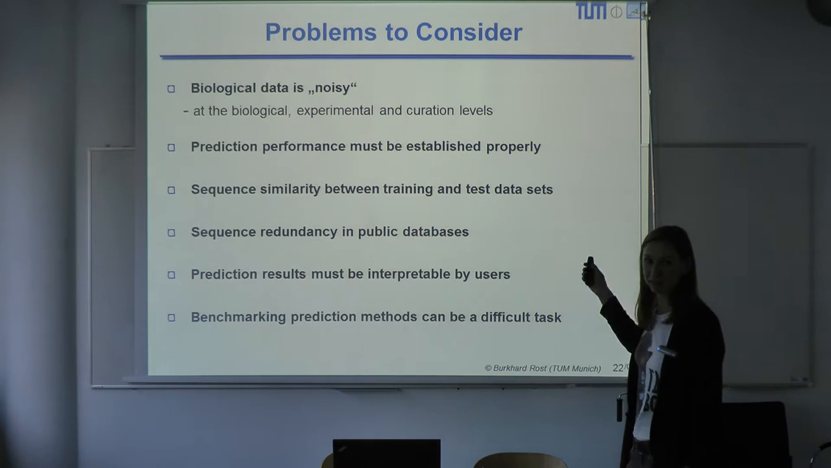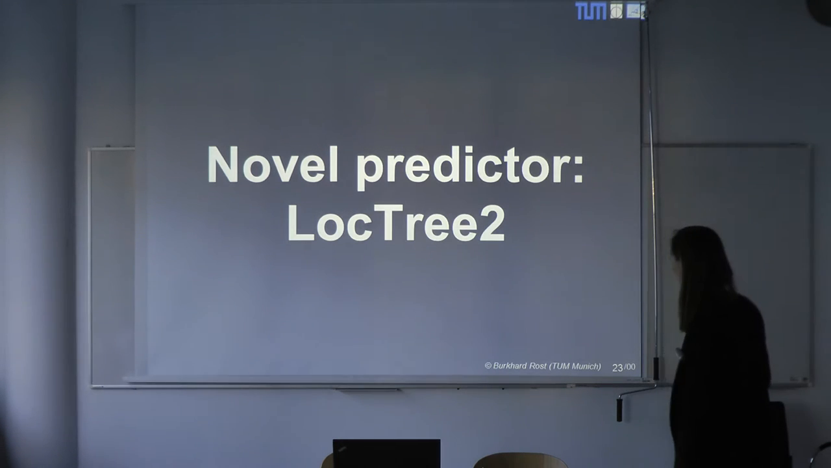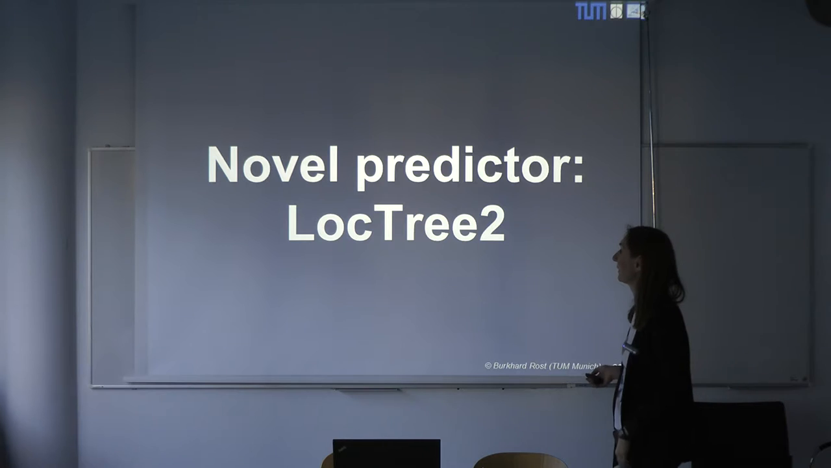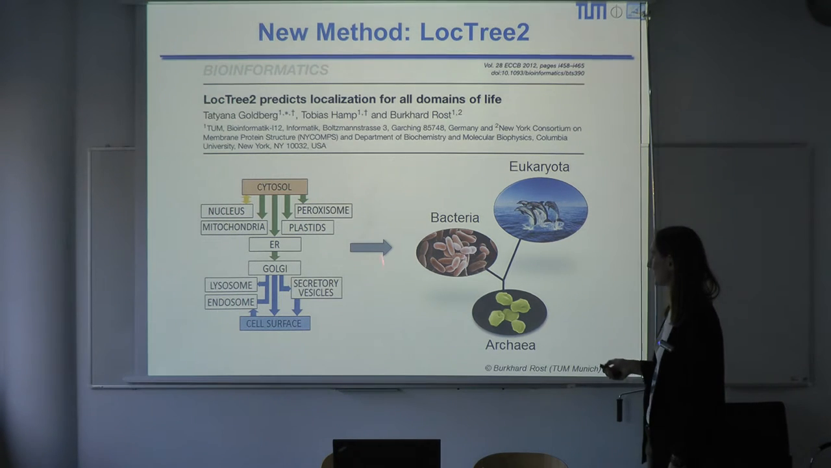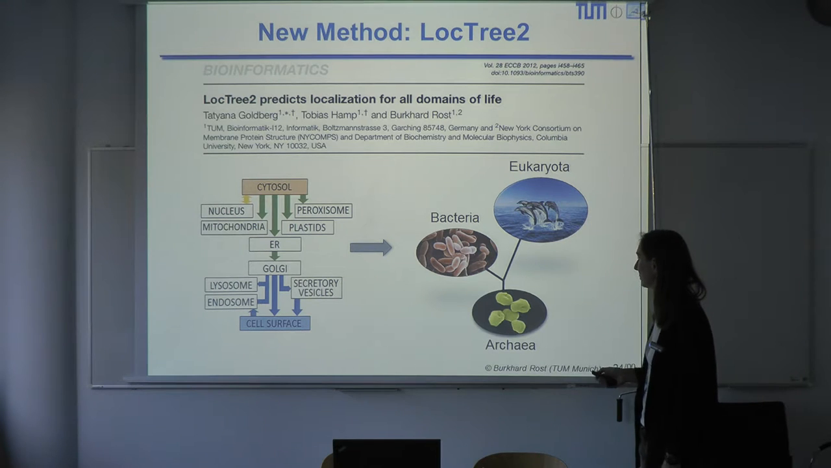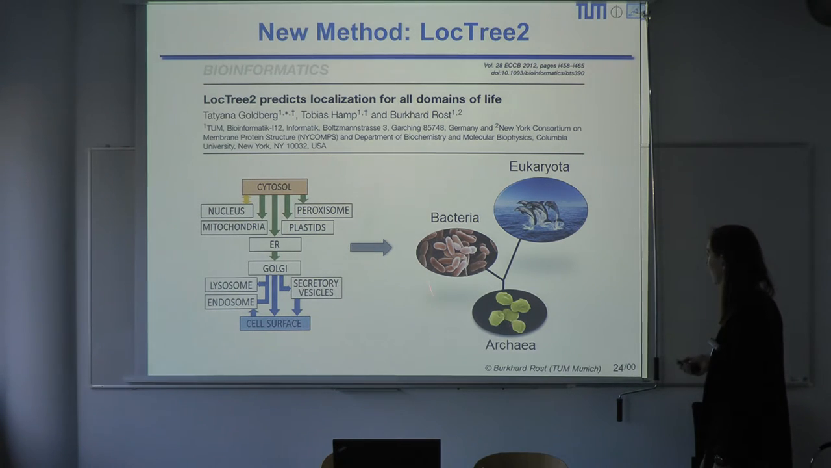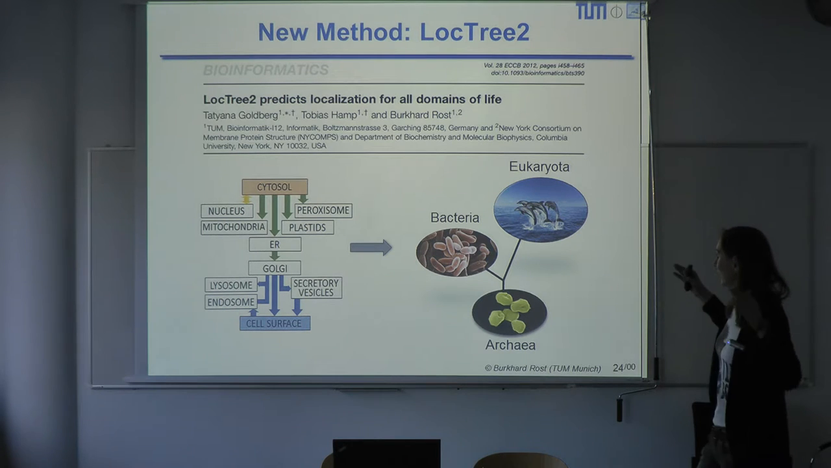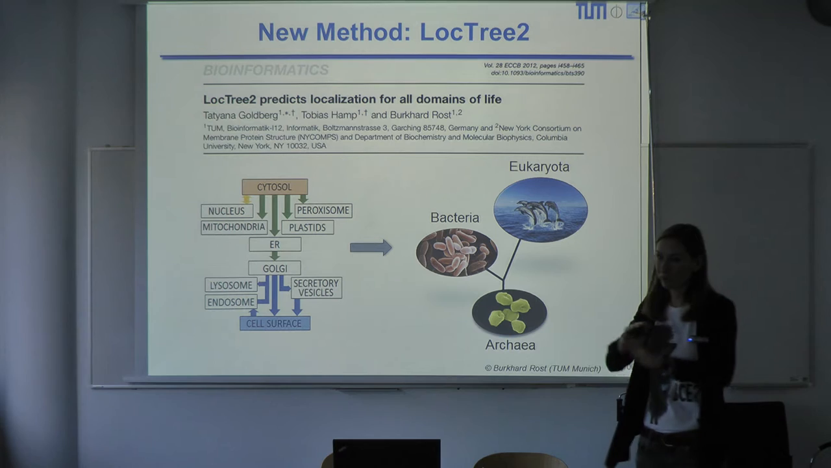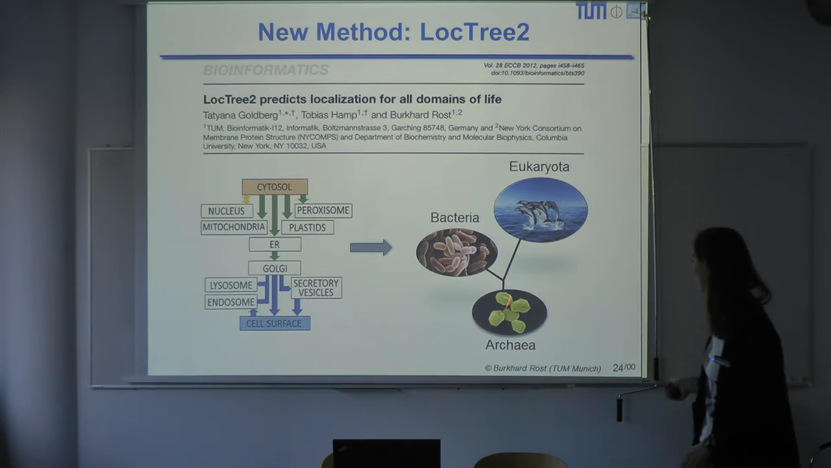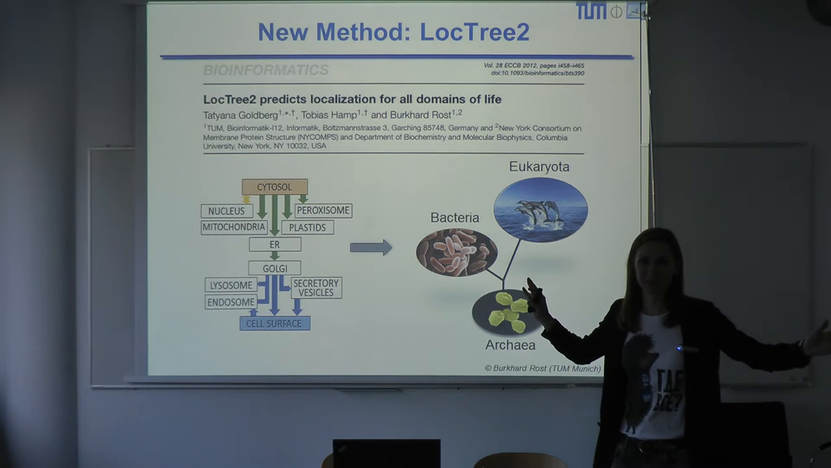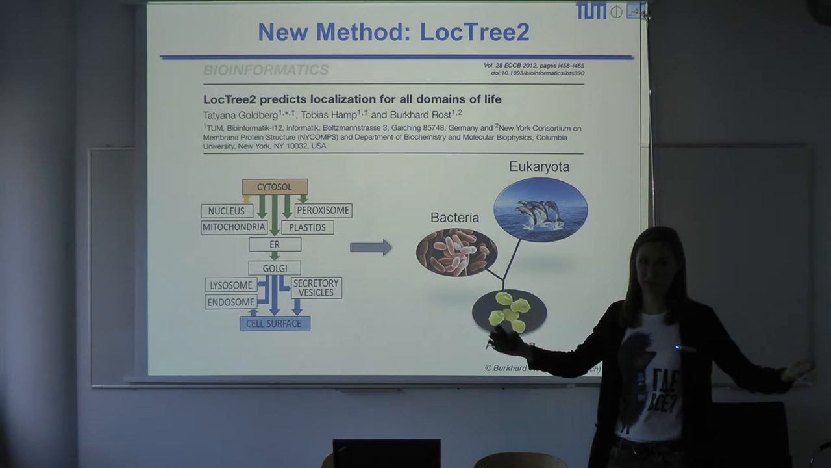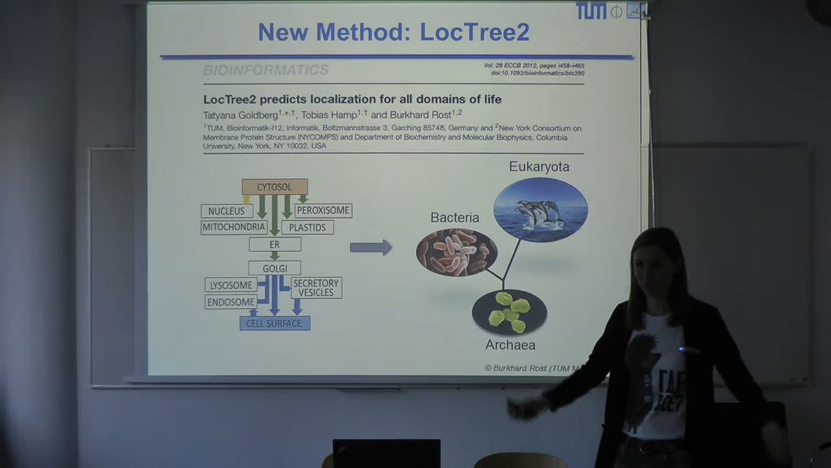So concepts, very important on this slide. Okay, so now I'm going to talk about the method that I developed during my master thesis. It was called LogTree2. The motivation behind this method is that we take this information that we know about how proteins travel and implement it in our machine learning approach. And it was one approach for absolutely all protein sequences: eukaryotic, bacterial, and archaeal. So it's a super universal approach, applicable to anything. And maybe that's why it was one of the most successful methods in this localization problem.